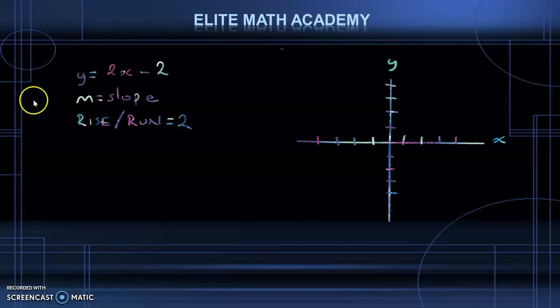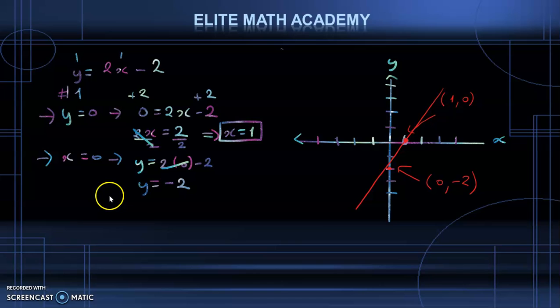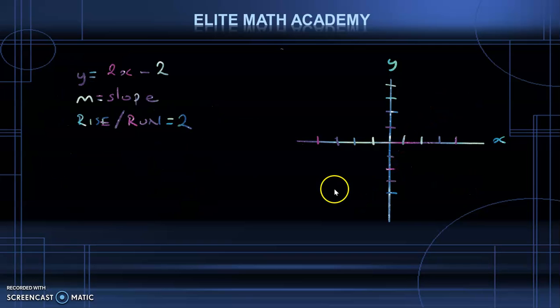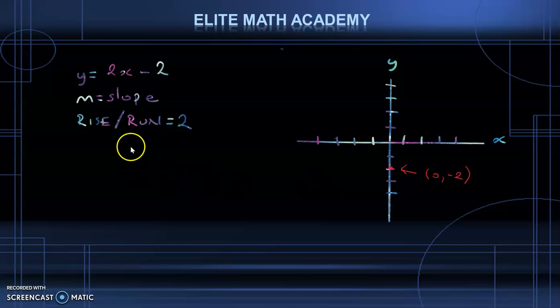For this method, first we will find the y-intercept of this graph, y equals 2x minus 2. And from the previous video, we know that this point is 0, minus 2. So I'm going to place that again here for the 0, minus 2 point. Now the next thing we will look at is the rise over run.